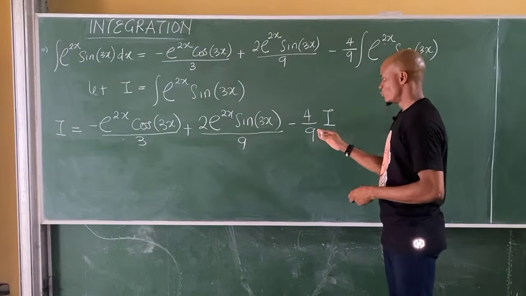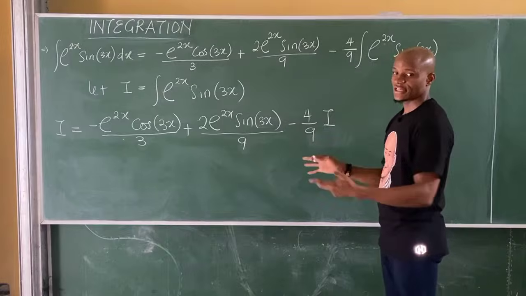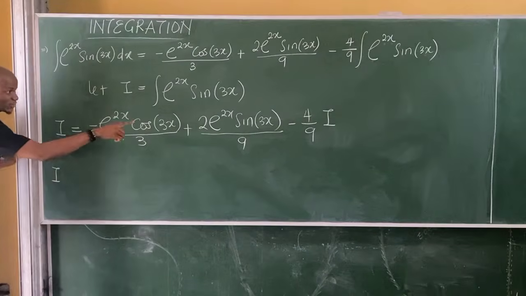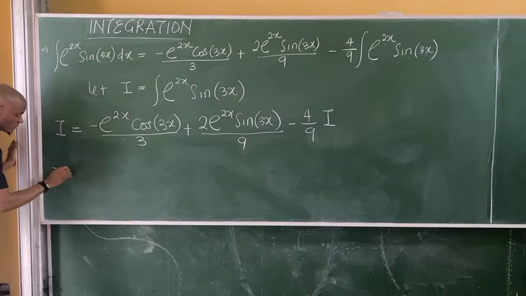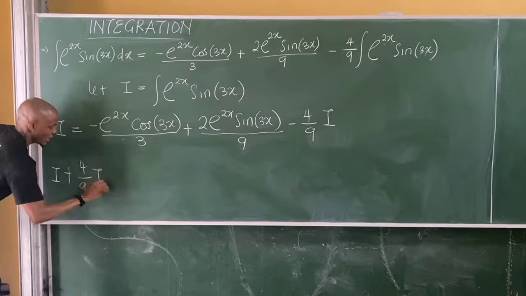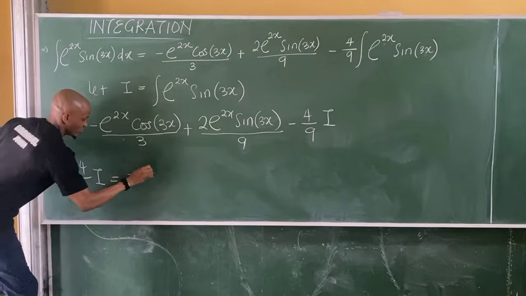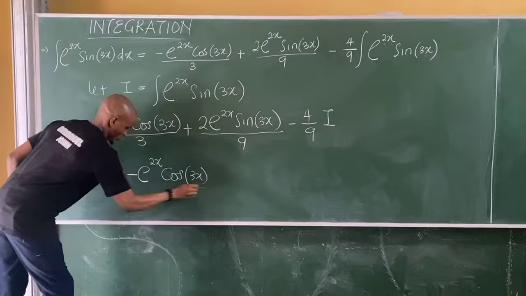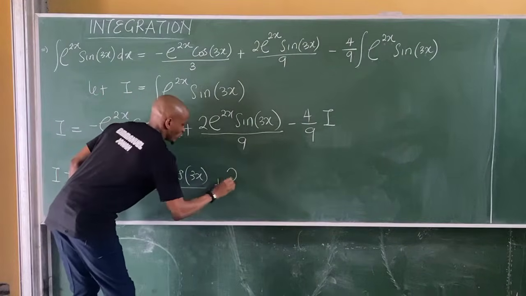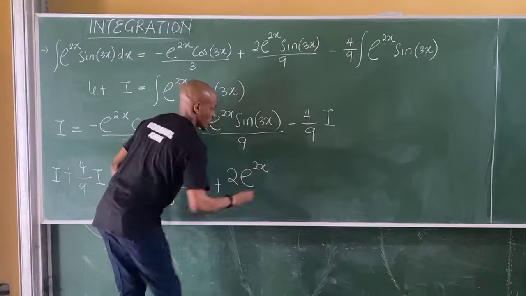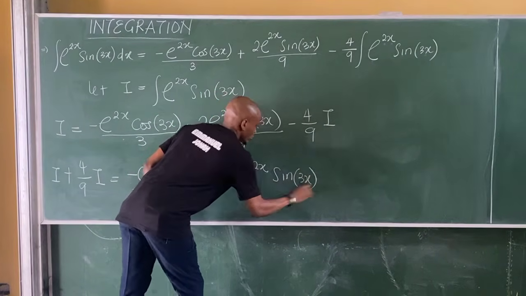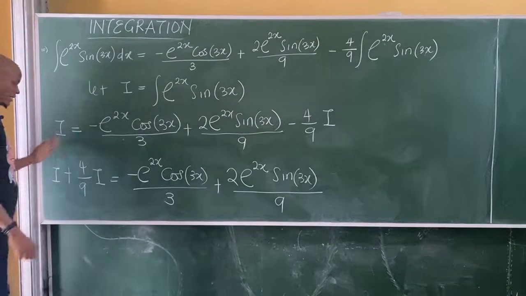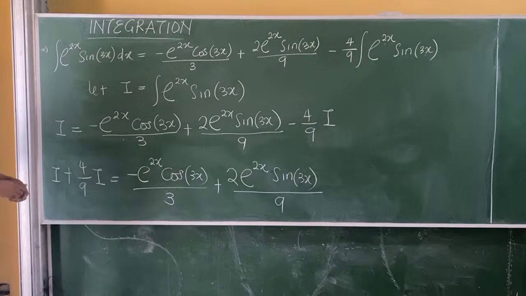So the case here will now be move this one here over here. That's collecting like that, or taking the I's together. I'll be having this one here. That's I minus 4 over 9 comes over the equal sign, becomes plus 4 over 9I is equal to minus exponential 2x cos 3x all over 3 plus 2 exponential 2x sine 3x all over 9. Okay, so I've moved minus 4 over 9 over here, becomes plus 4 over 9.